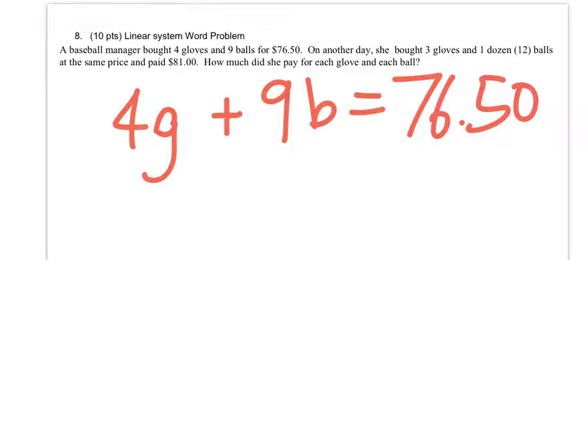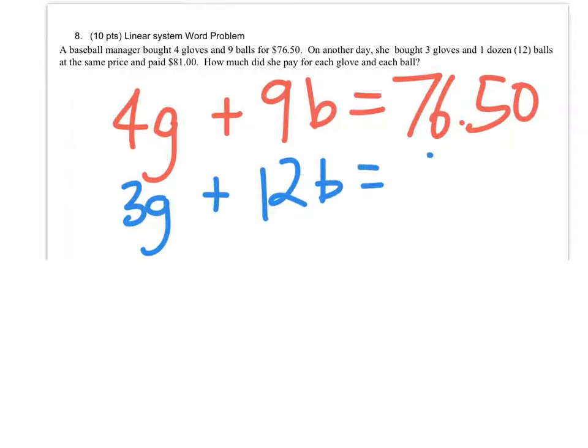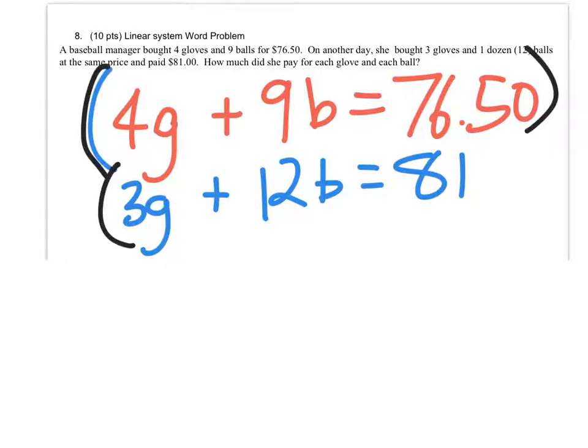We know that 3 gloves, and we're going to let, again, G equal gloves, plus 12 balls, we'll let B equal balls, equals how much? 81 bucks. All right, so we're going to use the elimination method. Why not? To figure out how much she paid for each glove and each ball.